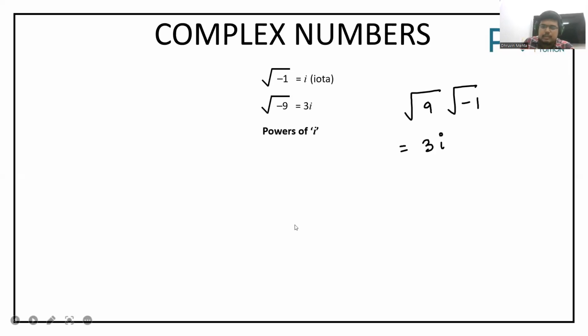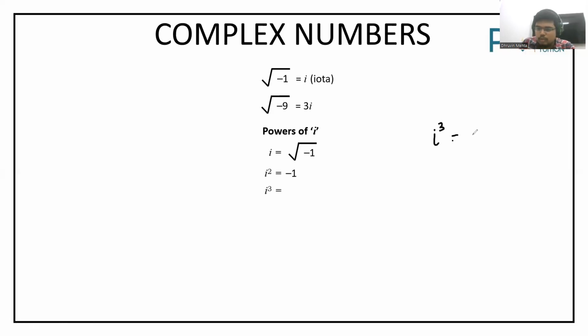Okay, now let's understand some important powers of i. So we know that i is root of minus 1. So tell me what is i square? Minus 1. What is i cube? So to find i cube, we can do i square into i. But what is i square? Minus 1. So this is minus 1 into i, which is minus i.